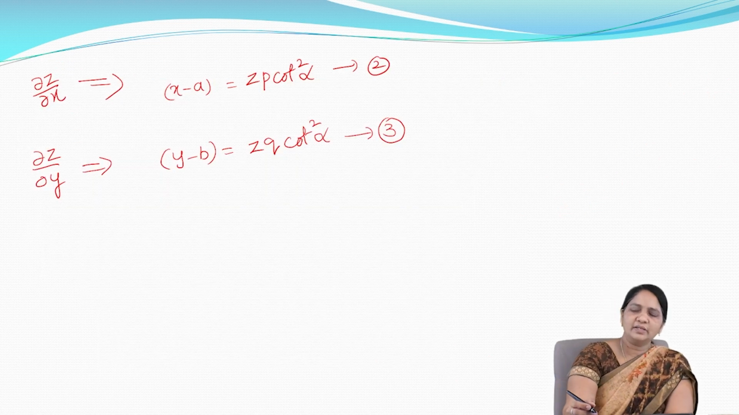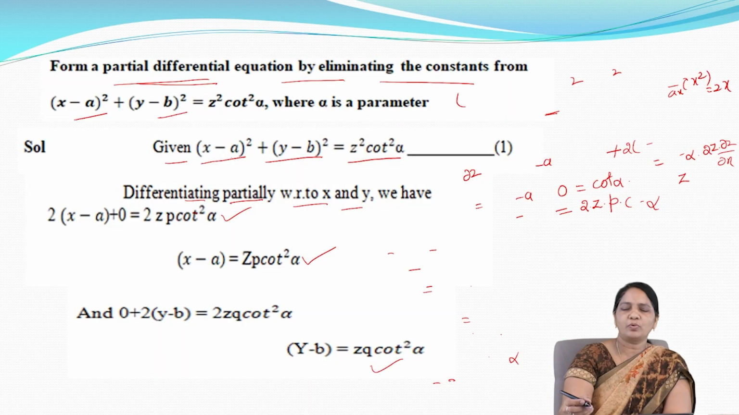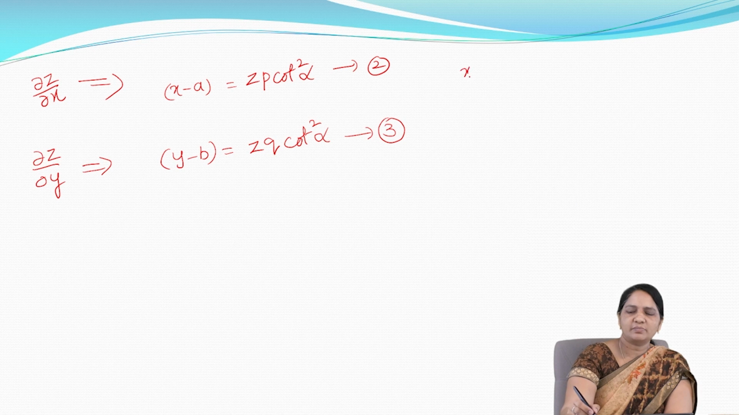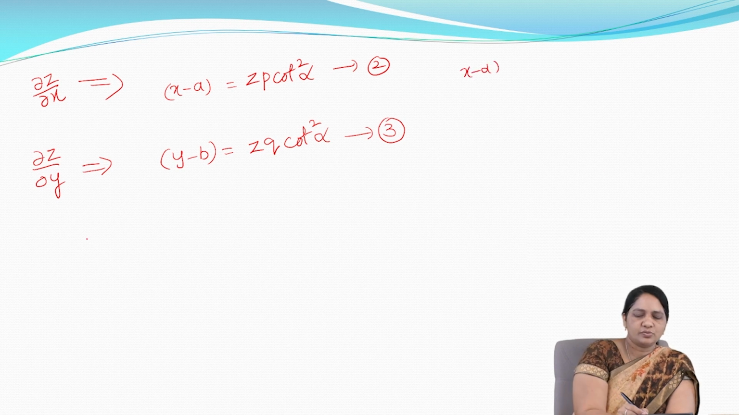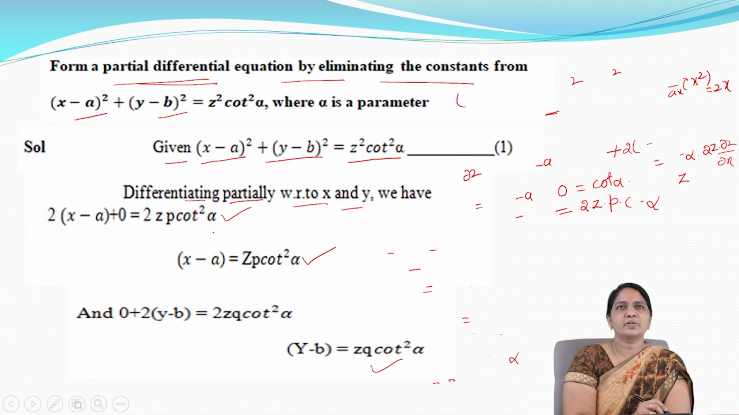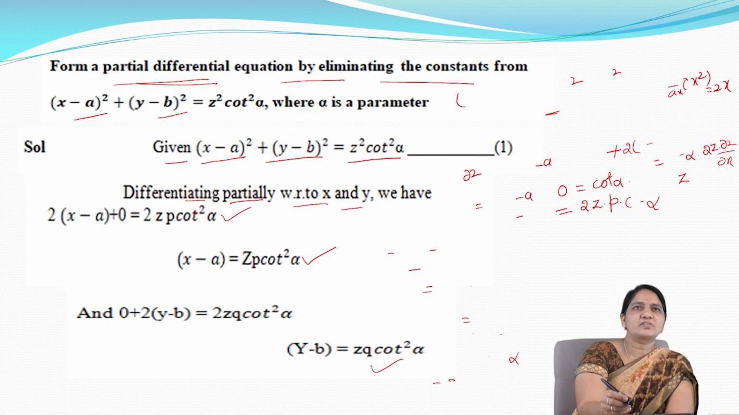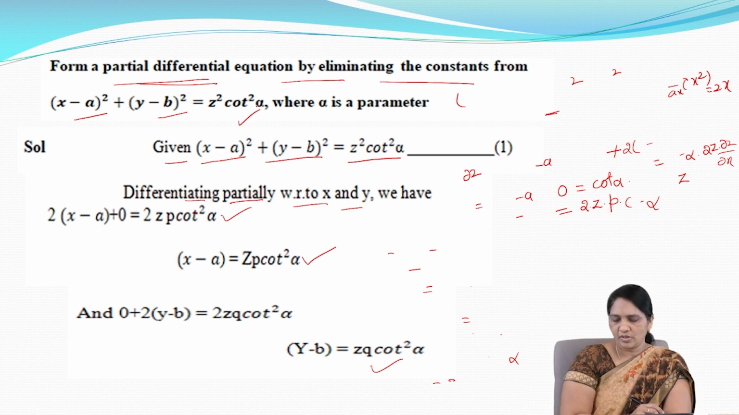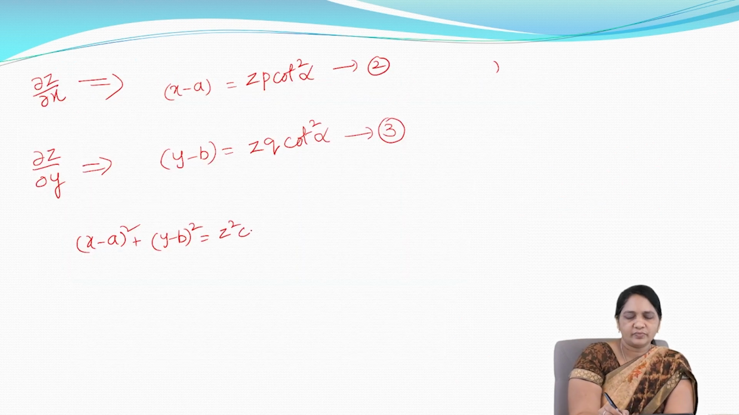So now here, what is the given equation in the problem? That given equation is x minus a whole square plus y minus b whole square equal to z square into cot square alpha. This is the given equation.